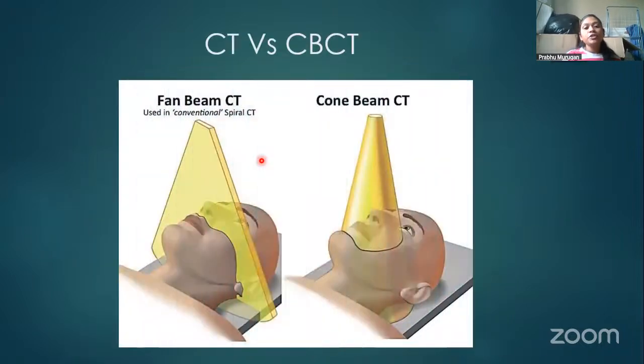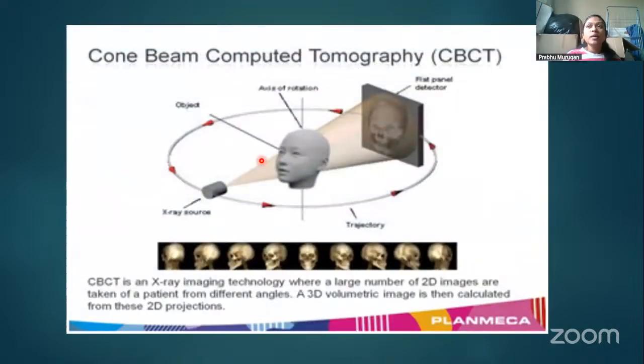And the modification of your CT was your CBCT, or your cone beam CT. In case of CT, a fan-shaped X-ray beam was used. In case of CBCT, a cone-shaped X-ray beam was used. In CT, it has to move in multiple helicals around the patient. In case of CBCT, one single rotation was more than sufficient to give the entire region in a projection. So CBCT makes use of only one turn around the patient. That is why the radiation exposure is very, very less in case of CBCT when compared to CT.